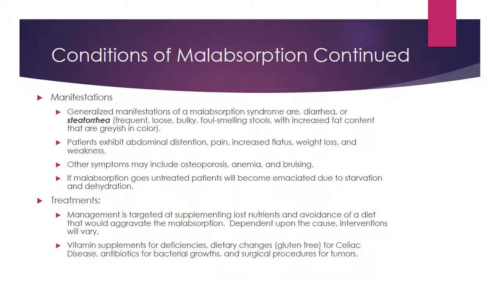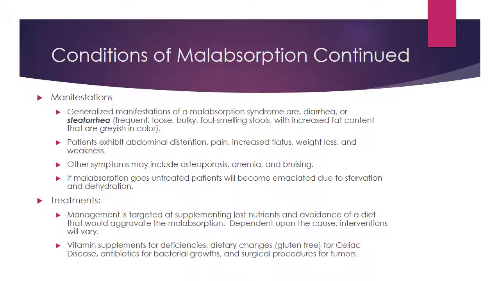Manifestations. The generalized manifestations of malabsorption are diarrhea, steatorrhea, which is frequent, loose, bulky, foul-smelling stools, and that has an increased fat content, so it's a different kind of color. It's a grayish color. Patients exhibit abdominal distension, pain, increased flatus, weight loss, and weakness. Other symptoms include osteoporosis, anemia, and bruising. If malabsorption goes untreated, patients will become emaciated due to starvation and dehydration.